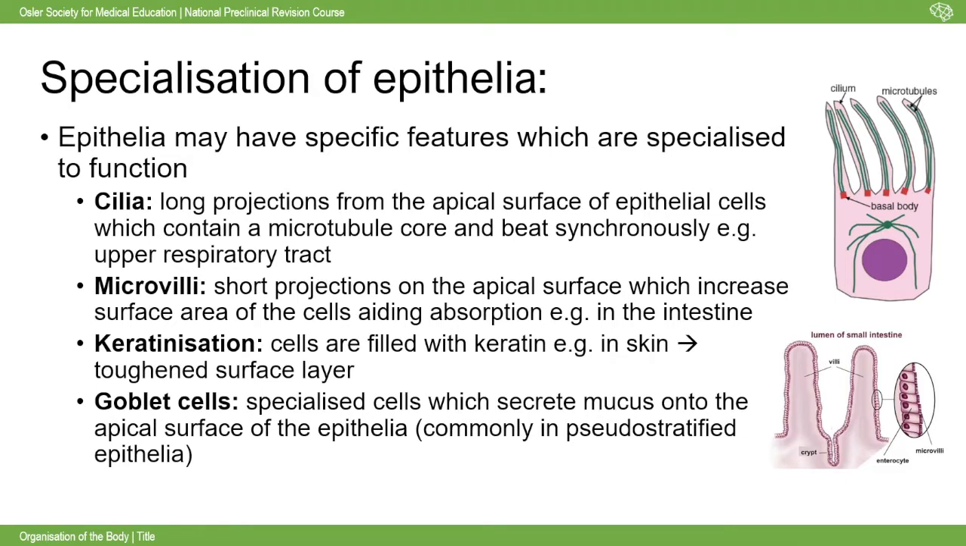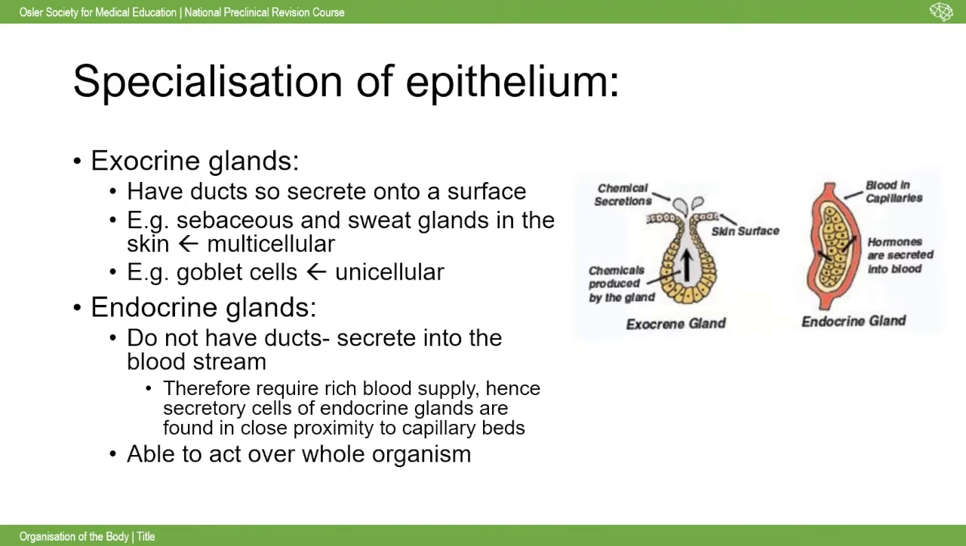Looking now at goblet cells, these are specialized cells which secrete mucus onto the apical surface of the epithelia and are found within the upper respiratory tract, for example, and therefore these allow the epithelia to be lined with mucus. Other specializations of the epithelia, so you may have exocrine or endocrine glands. Exocrine glands essentially means that we are secreting mucus onto an external surface. These may be multicellular or unicellular exocrine glands. So goblet cells, which we just mentioned, are an example of unicellular, whereas sebaceous and sweat glands, which you would find in the skin, are examples of multicellular exocrine glands.